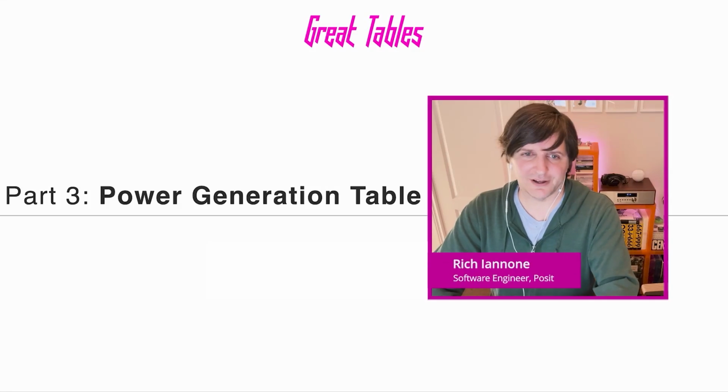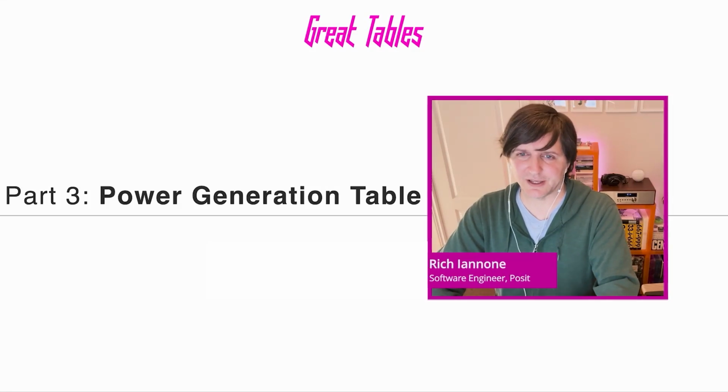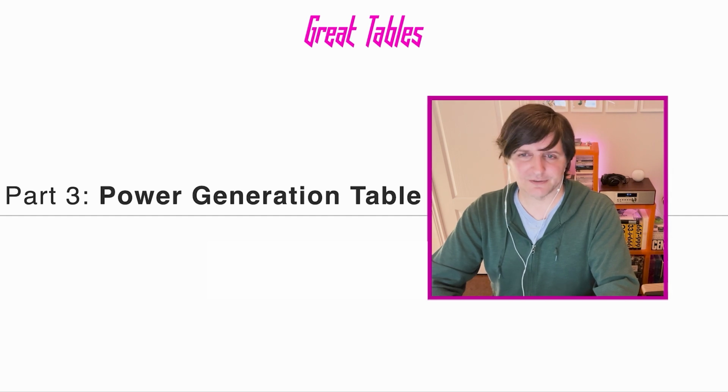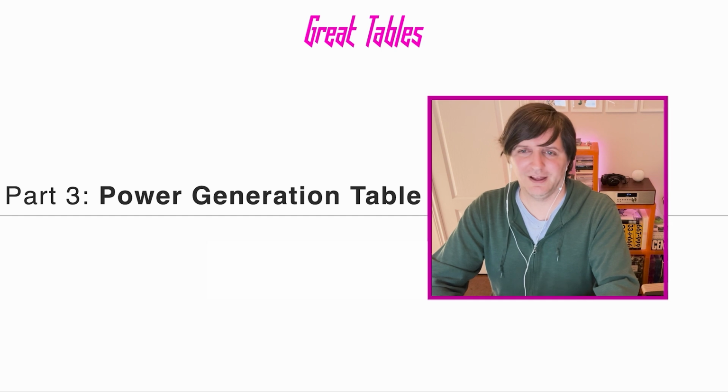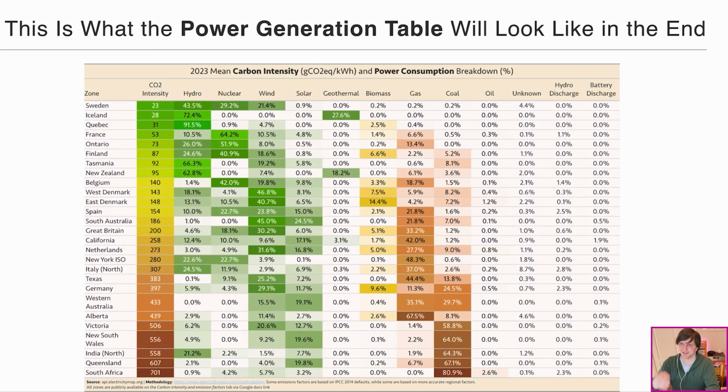Okay, for this third and final part, I'm going to focus on a table which is really nice to see because it has a lot of color in it and color based on value. It's called the power generation table. Let's get right into that. So this is how the table will look in the end. This is the table that Michael showed in his intro slides.